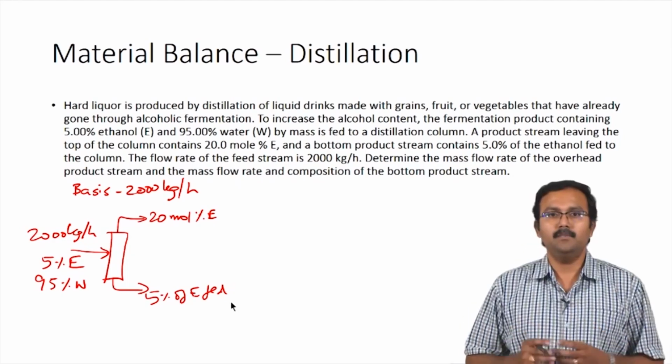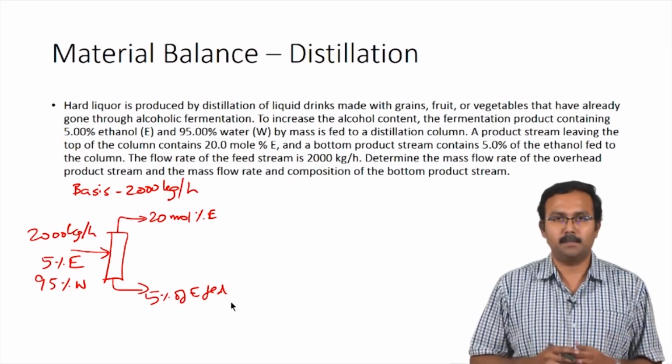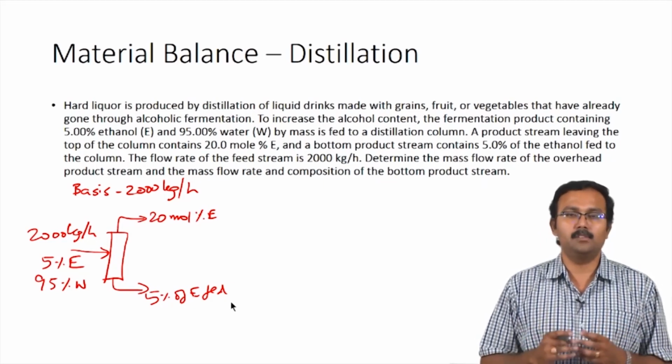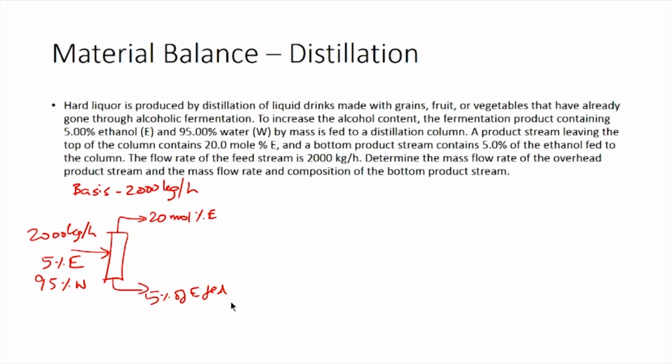To convert the 20 mole percent ethanol into mass percentage, we first need to assume a basis of 100 moles of distillate stream which is leaving the system. So, we will start with a basis for this conversion alone as 100 moles of distillate, and as we did in the example problem in the earlier class, we will build a table which will help us to convert these mole percentages to mass percentages.